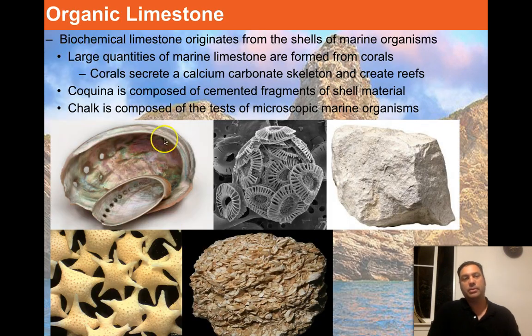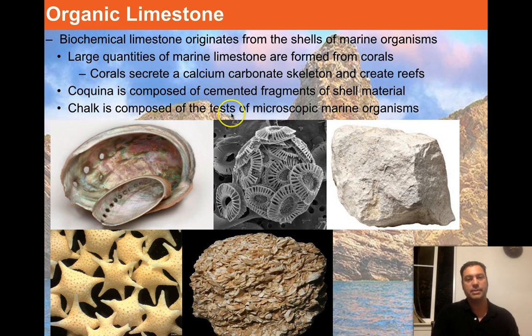So biochemical limestone originates from the shells of marine organisms. You know, we were talking about reefs, but it also comes from other places as well. Large quantities of marine limestone are formed from corals. We just talked about that. And corals secrete a calcium carbonate skeleton and create reefs. Okay. Coquina, however, is composed of cemented fragments of shell material. So here's a coquina down here. These are a bunch of shell pieces in here. Okay, this is really neat stuff.